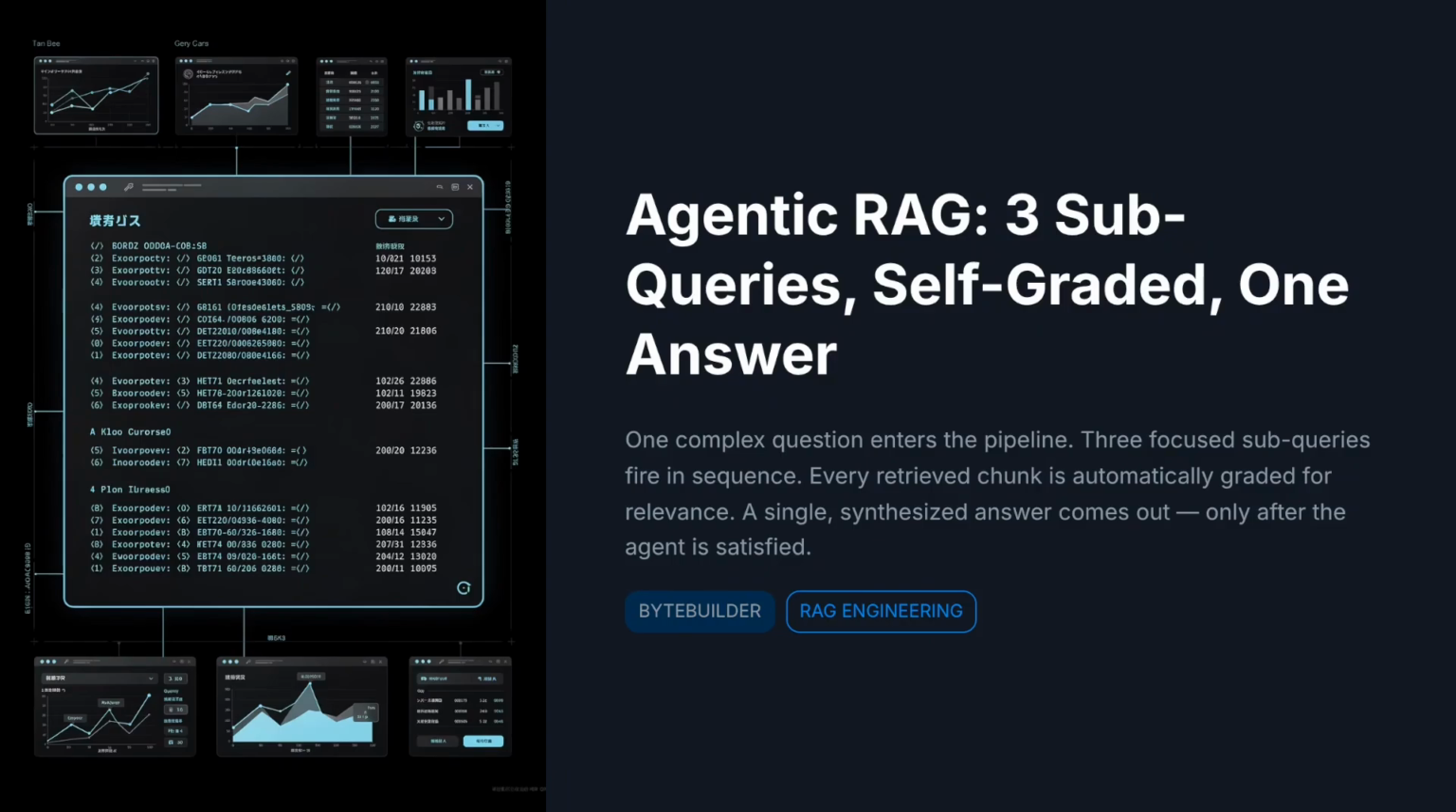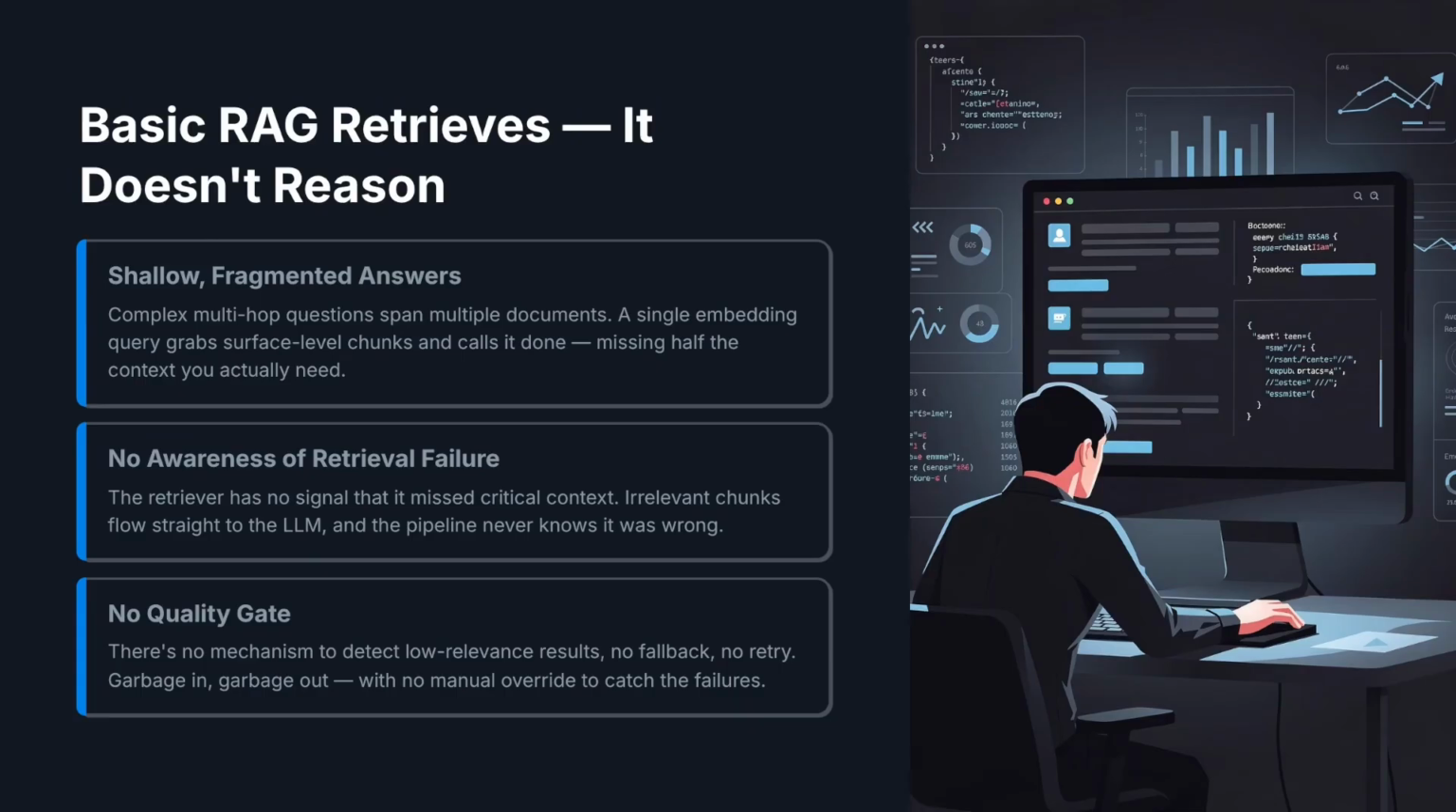One complex question, 3 subqueries, every result graded automatically. The agent researched twice before it was satisfied. You know that feeling. You ask your RAG system something that spans 2 or 3 documents, and then the answer is just wrong. It grabbed surface level chunks and called it a day. The retriever has no idea it missed half the context. Today we are building a pipeline that decomposes those queries, grades its own results, and researches when quality is low.